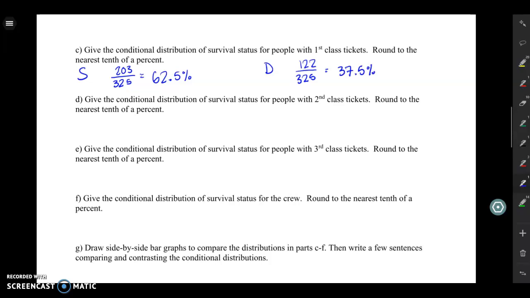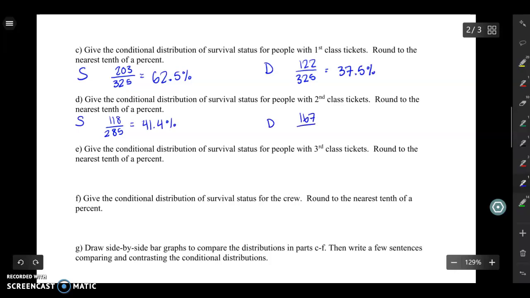Then we're going to do the same thing with all the other class tickets. If we look at second class, we're going to look at how many people survived. We had 118 people survive out of the 285 that were in second class. Again, here we're only looking at the second class row. So it's 41.4% that survived. And then we had 167 out of the 285 who died, which is 58.6%.